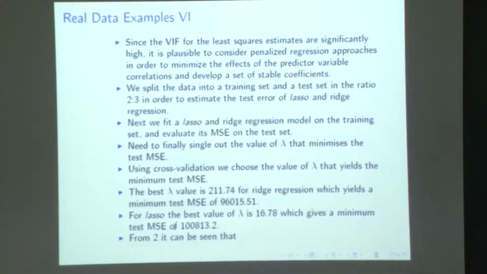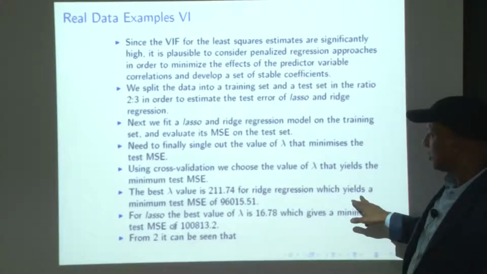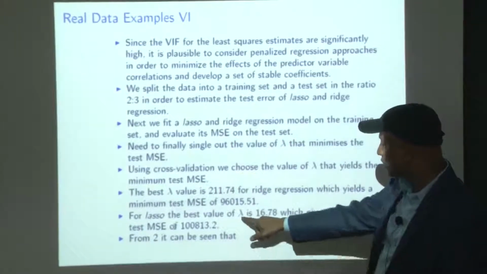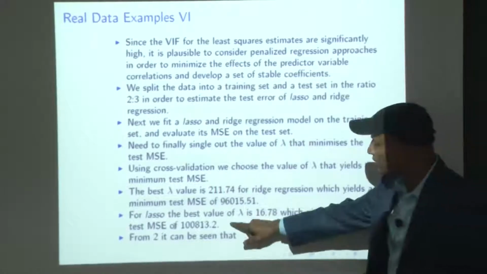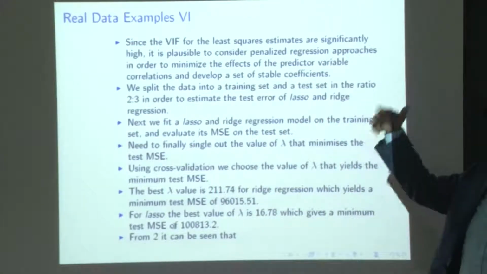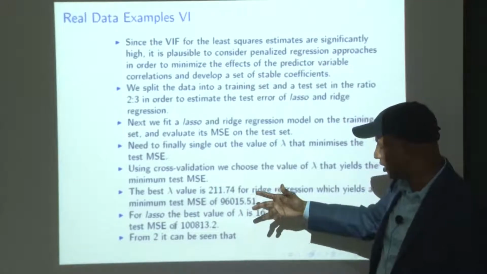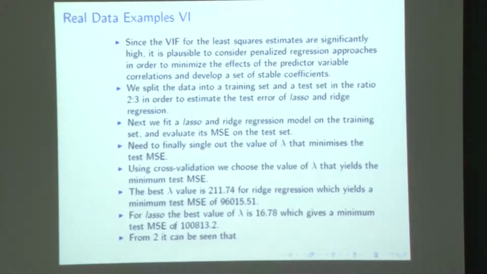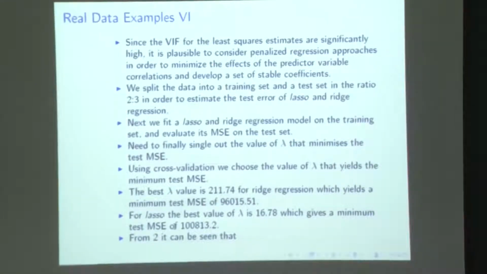And you do this cross validation for lambda. So here the best lambda is 211 for ridge regression, with this minimum test MSE, and Lasso has lambda 16.78 and MSE is this. So this tells you the prediction error, again based on the test set. The two lambdas you don't need to compare because they come from two different cross validations, but in terms of the prediction error, which one do you see? Which one will you pick? This is the prediction error for the ridge, and this is the prediction error for the Lasso.